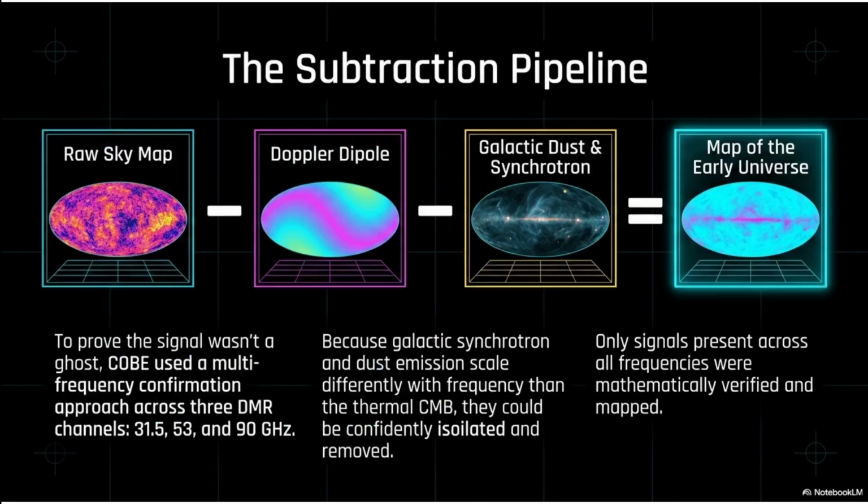Now, in terms of making sure that everything gets subtracted, and to make sure that there were not ghost signatures, this is why COBE used multiple frequency bands. So COBE measured the cosmic microwave background not at one single frequency like Penzias and Wilson did, but considered 3 different frequency bands of around 30 gigahertz, 50-ish gigahertz, and 90 gigahertz.